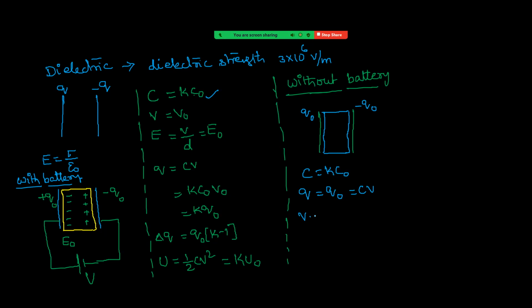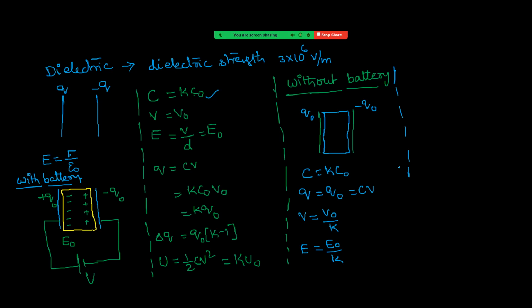So that implies the potential difference now becomes 1 by K times, because charge equal to C into V. No change in charge, C becoming K times, then V should become 1 by K times. Since V becomes 1 by K times, electric field also becomes 1 by K times. Right? Next, coming to energy.